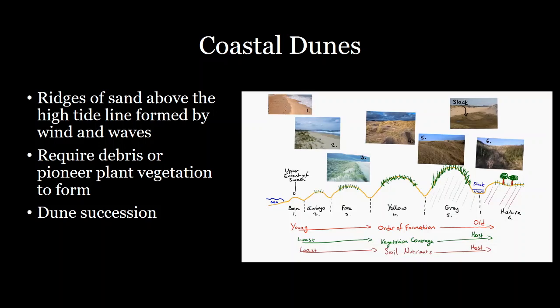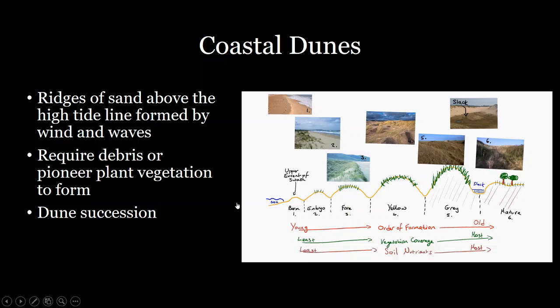So there are 6 different types of dunes as you move inland: berm, embryo, fore dunes, yellow dunes, gray dunes, and mature dunes, with increasing vegetation cover and increasing soil nutrients. Remember, we talked about soils in which darker black soils tend to have more organic matter, and as you move away from the shoreline, you have more of that organic matter in more of a brown or black color.